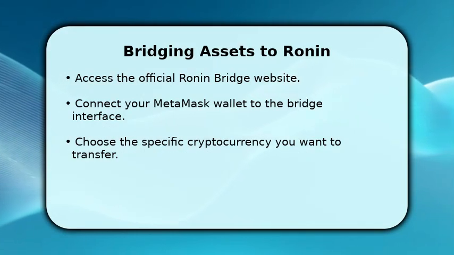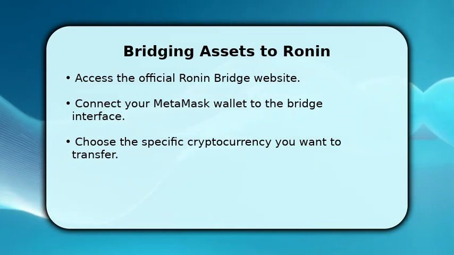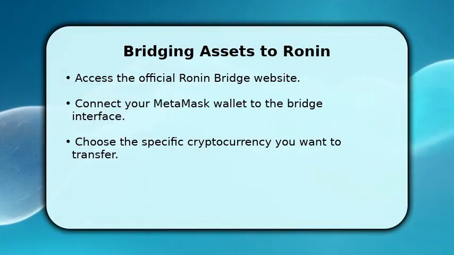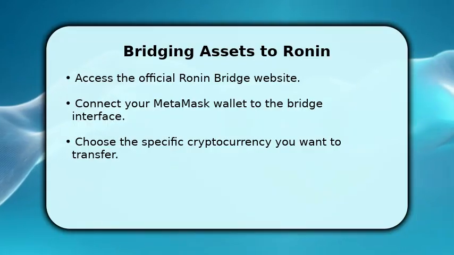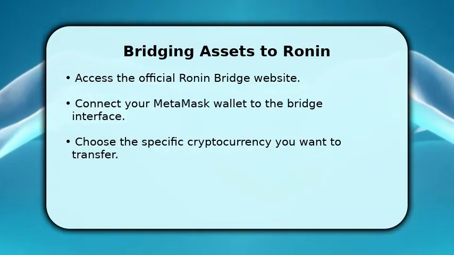Next, navigate to the official Ronin Bridge website. Here, you will connect your MetaMask wallet to the bridge. Select the specific cryptocurrency you wish to transfer from the Ethereum network to Ronin. Before proceeding, carefully review all transaction details, including the gas fees, which are typically paid in Ether. This ensures you understand the cost involved.